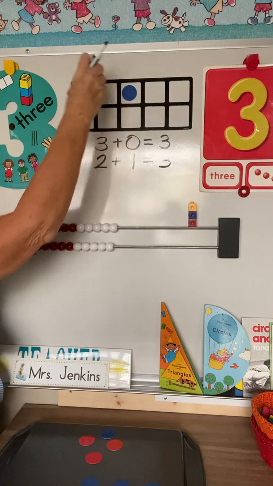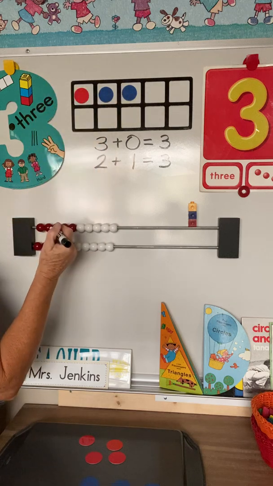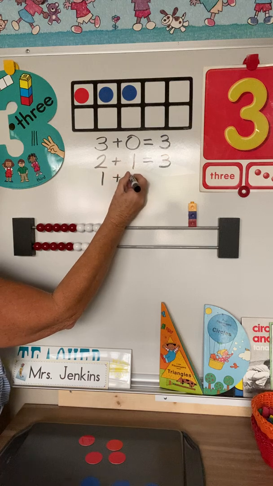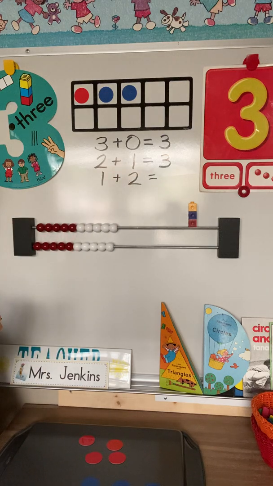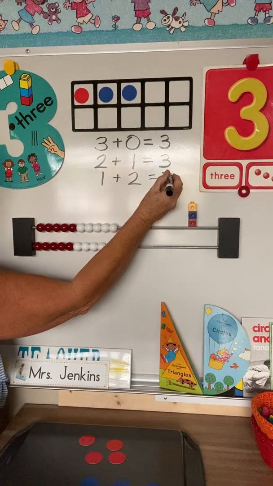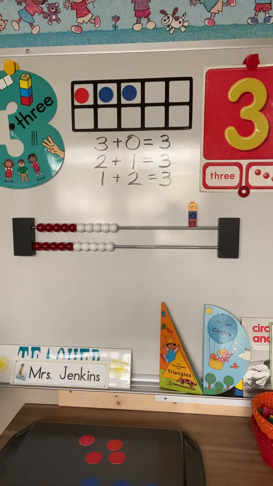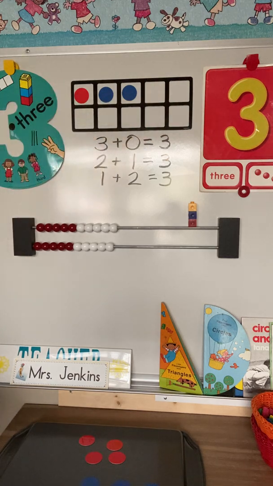Okay, what if we take a red one down and put up another blue? Now how many red do we have? 1 red plus 2 blue equals, does it still equal 3? Yes, it does. Did you guys notice something? This number has not changed. We're not adding more. We're not using these boxes. We're not taking them away. We're just making 3 different ways.